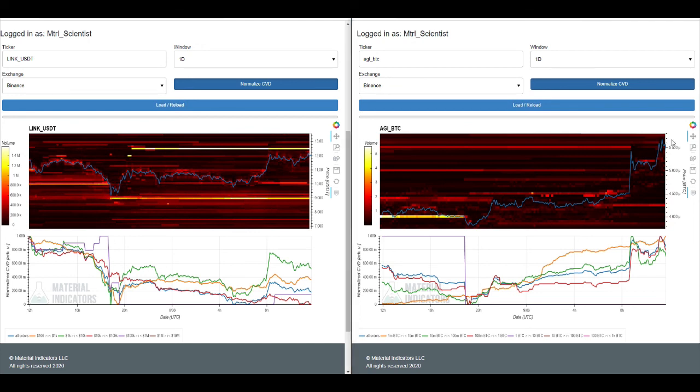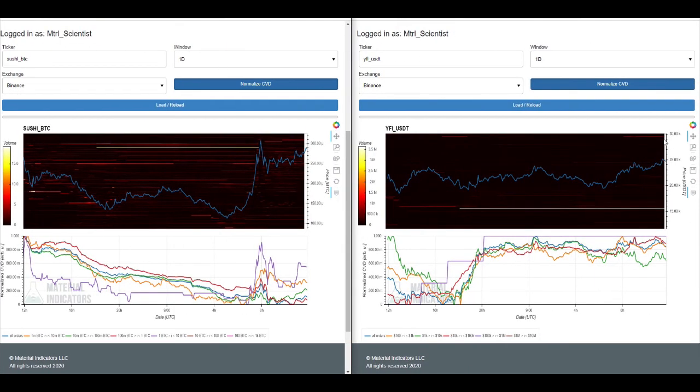Now I know that you're all crazy about decentralized finance, which is why we also have DeFi coins such as Wi-Fi and Sushi, which are currently supported on Binance.